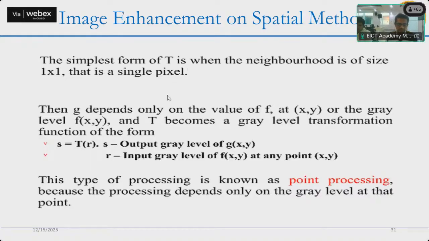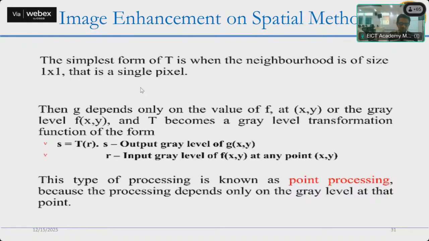Just why I show you this slide: what do you mean by this operation? We will continue in the afternoon, the same part. The simplest form would be when the neighborhood is of the size 1 by 1, that's a single pixel. Enhancement may be applied on 4 pixels, on 8 pixels, or on M pixels, but we start with the simplest operation, that is basically the 1 pixel.